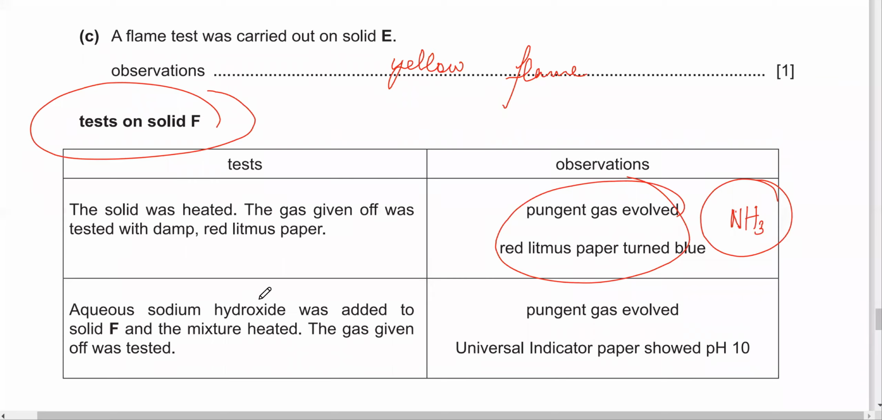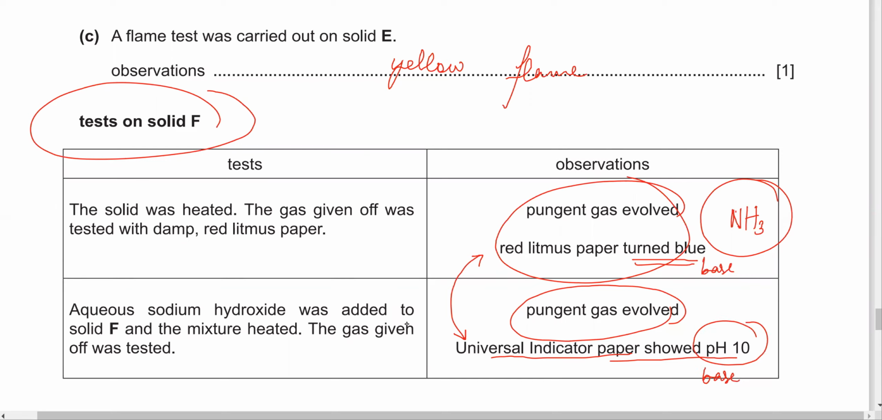Then he's saying that aqueous NaOH was added and the mixture heated. The gas given off was tested, and again a pungent gas is evolved, which turned universal indicator paper pH showed pH 10. यानी फिर से now these two things actually mean the same thing. Turns blue का क्या मतलब है? अगर litmus paper turns blue है, तो इसका मतलब है base is present, right? अगर pH 10 हो रहा है, तो that also means the base is present, that the gas is basic.